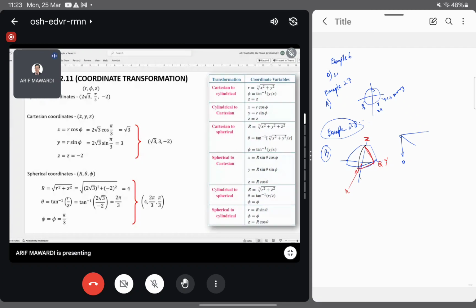To do this, we want to go from the cylindrical coordinate system to the Cartesian coordinate system. If you refer to this table here, we want to go from cylindrical to Cartesian, so we should use this one. We can use the first equation to determine the first coordinate variable in the Cartesian coordinate system. So x is equal to r cosine phi.